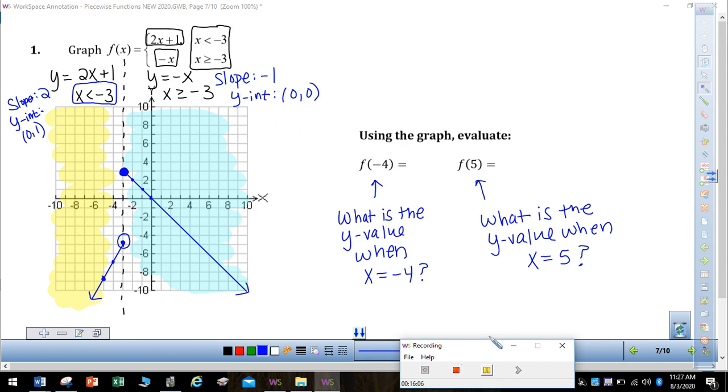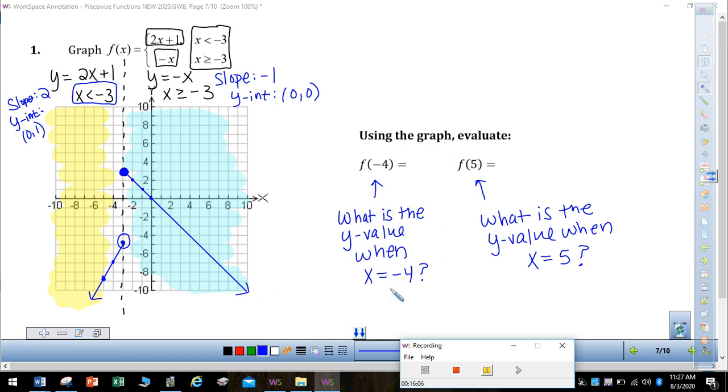All right, so the last thing we're going to answer here, it says using the graph, we're going to evaluate f of -4 and f of 5. Now normally when we see this notation, when we've done it in the past, we've thought, okay, we're going to look at our equation, we're going to plug in -4 for x, or we're going to plug in 5 for x and simplify it down. But rather than using the equation, it's actually much easier to just look at the graph when it's a piecewise function, since there are two parts.